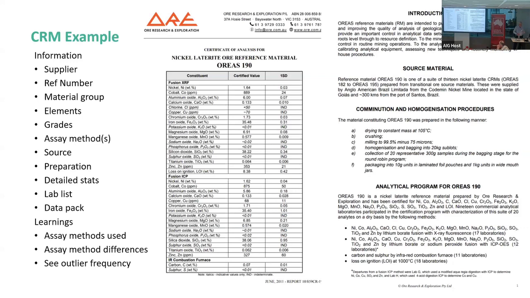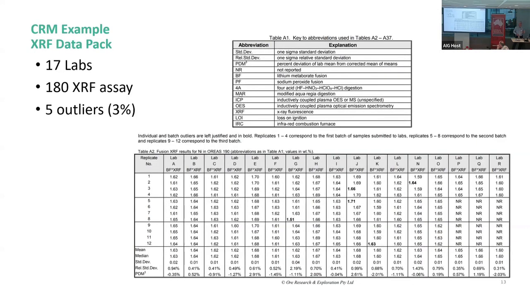But you can gain that from just looking at something like the massive information that's in here. Another really interesting one is the data pack that goes behind it. You probably can't see it, but this CRM went out to 17 labs. It must have been every XRF lab that did nickel laterites in the entire world.